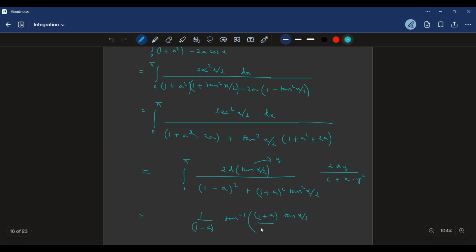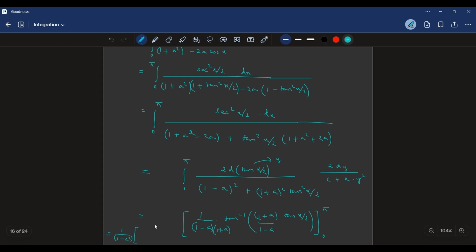And we know we have this coefficient 1 plus a with tan of x by 2, the whole square. So we are going to divide it and write over here, and we will be putting on the limits, that is 0 to pi. So our final answer is basically going to be 1 by 1 minus a square into tan inverse. You can imagine that tan of pi by 2 is basically infinity, so tan inverse of infinity is basically pi by 2.